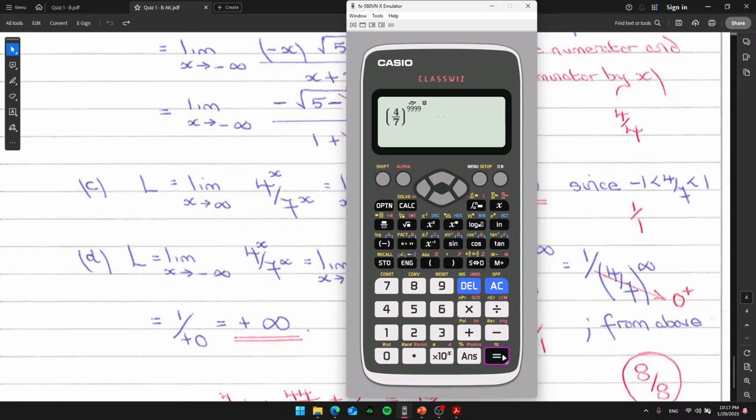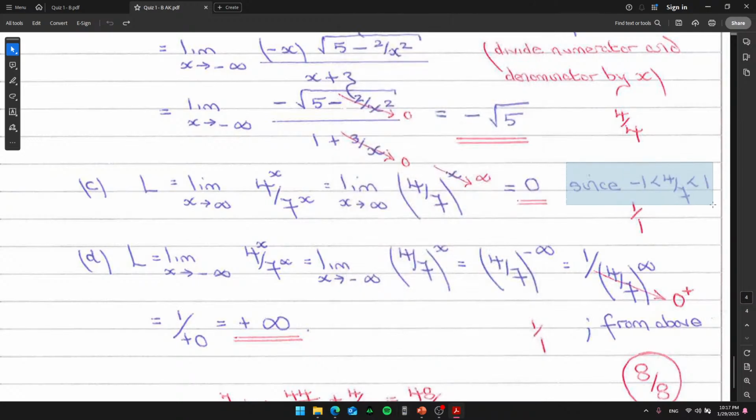That's what I understood from his notes. But if you raise 7 over 7, it's 1. If you raise 8 over 7, which is above 1, you get a math error or infinity. If you raise 6 over 7, you will get 0. So since 4 over 7 is between -1 and 1, anything that lies between -1 and 1, if you raise it to a very, very large number, you will get 0. So that's how we solve this question.